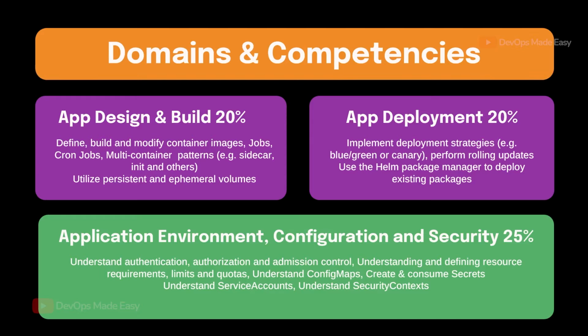So let's talk about the domains and competencies tested. From the app design and build category, you'll be asked 20% of the questions. That includes defining, building and modifying container images. And also they'll ask you to create some jobs, cron jobs. They'll also test you on multi-container patterns like sidecar, init, ambassador patterns. Using persistent volumes and ephemeral volumes like emptyDir and hostPath are common. So these will also be tested in these competencies.